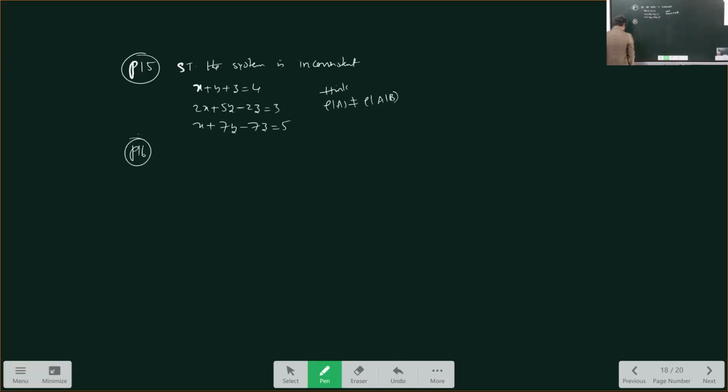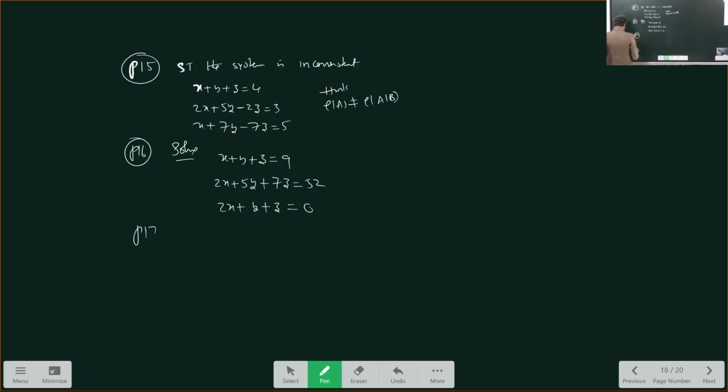P16. Solve the system of equations. When I ask you to solve, you need to solve whether it is consistent or inconsistent. If it is inconsistent, there is no solution. If it is consistent, you need to solve it. You need to work it out. x plus y plus z is equal to 9, 2x plus 5y plus 7z is equal to 52, 2x plus y plus z is equal to 0.